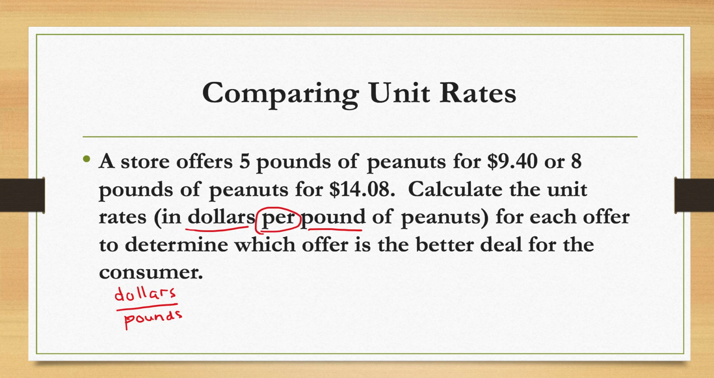All right, so let's begin with the 5 pounds of peanuts for $9.40. So we'll look at this part first. So the dollars goes on the top, so that's going to put the $9.40 on the top. And the pounds goes on the bottom, so the 5 is going to be on the bottom. All right, so let's divide that out. $9.40 divided by 5. All right, so this one is $1.88 per pound.